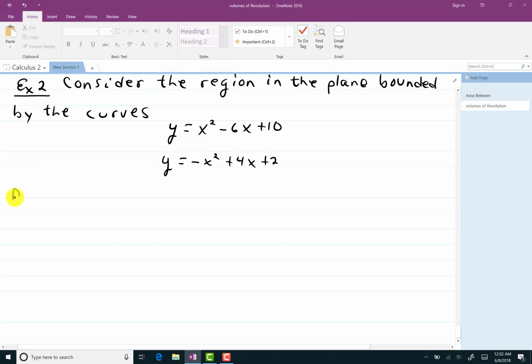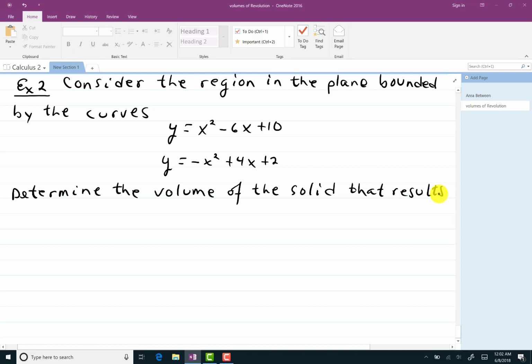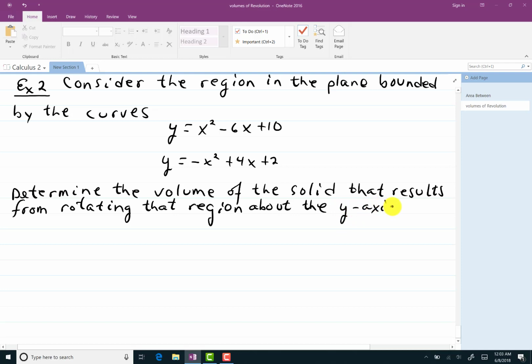Determine the volume of the solid that results from rotating that region about the y axis. So once again, take a look at the graph.